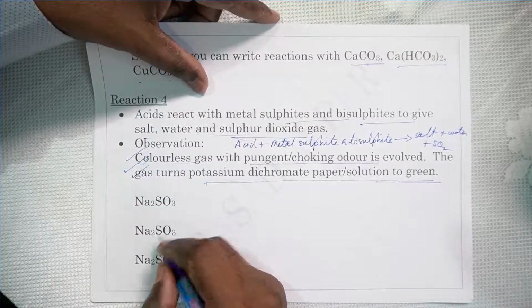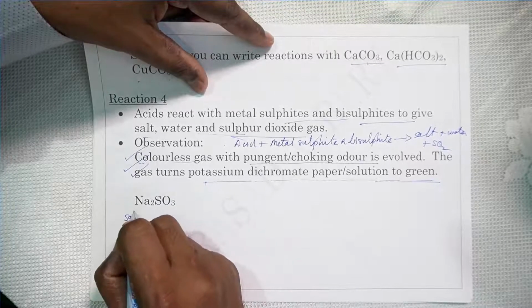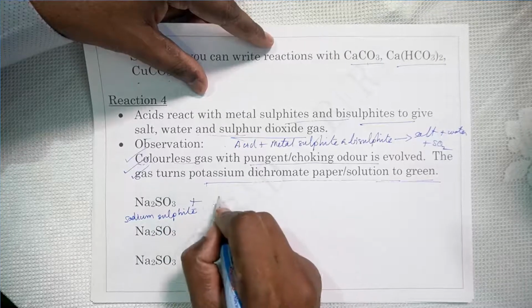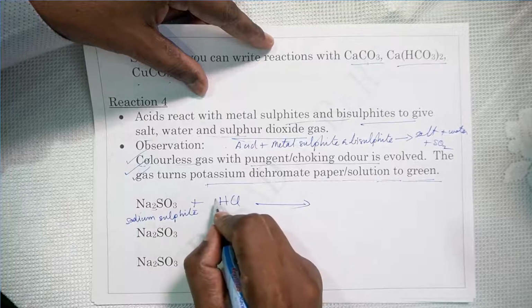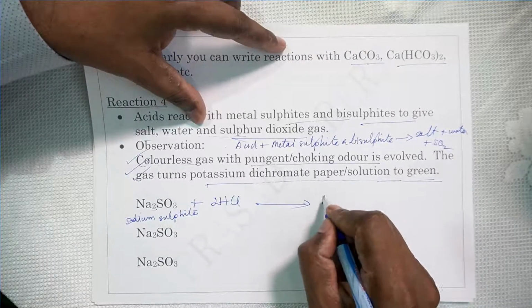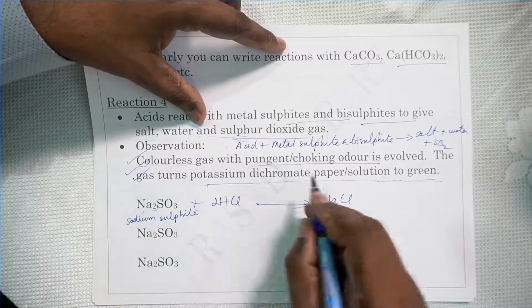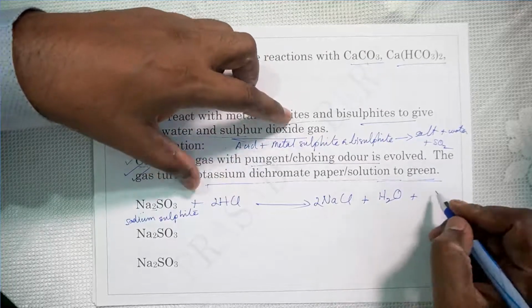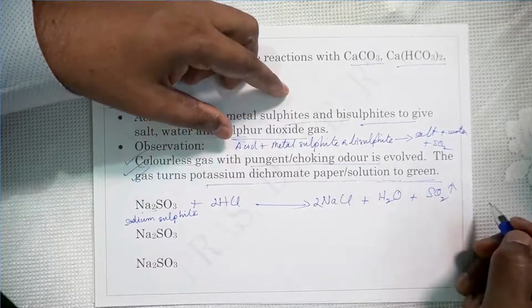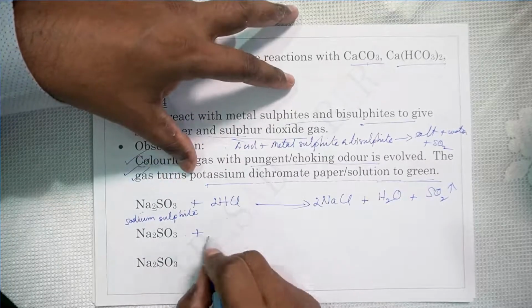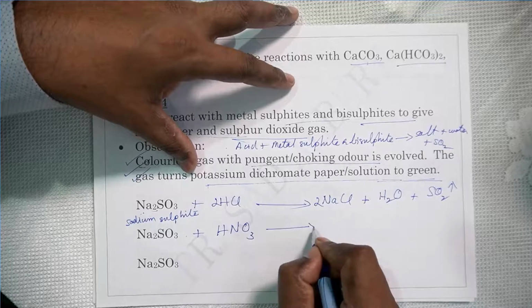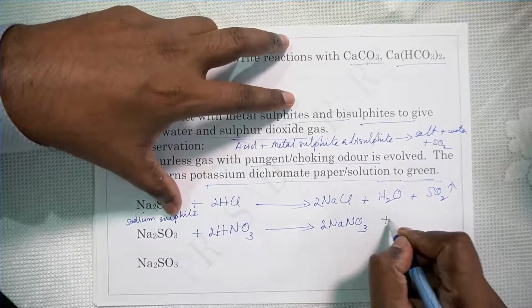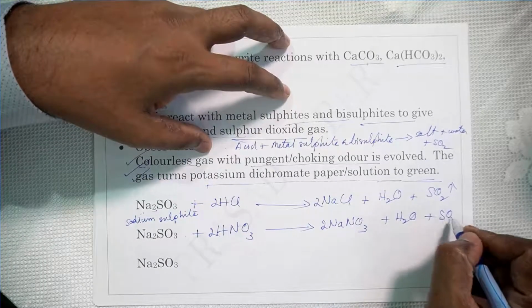Then let us take examples. Na2SO3, sodium sulfite, plus HCl. Let us take HCl. Now 2 sodiums are there, 2 HCl is required. Immediately put 2 there. So you get 2 NaCl, sodium chloride, and then 2 hydrogens are there. So 1 molecule of water and 1 SO3, so 1 SO2 will come. Sulfur dioxide, right? Similarly, Na2SO3 plus HNO3, we can take HNO3. Now here again 2 sodium, so 2 HNO3, 2 NaNO3. This will come, plus 1 molecule of water and 1 SO2. Balanced.